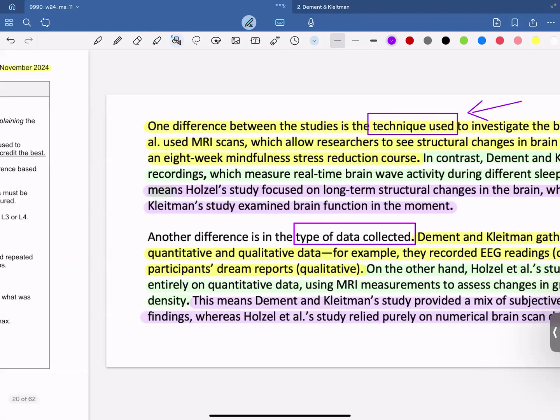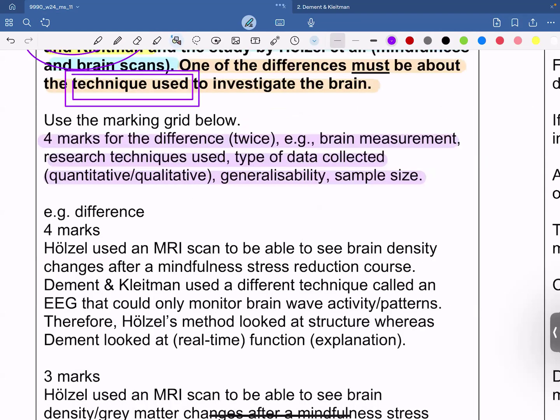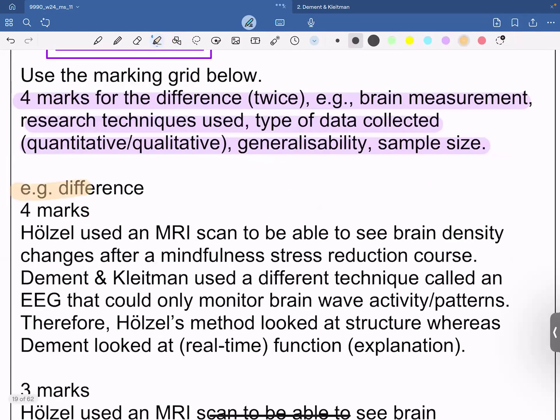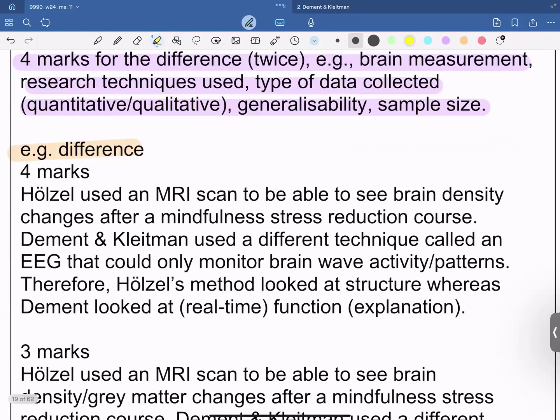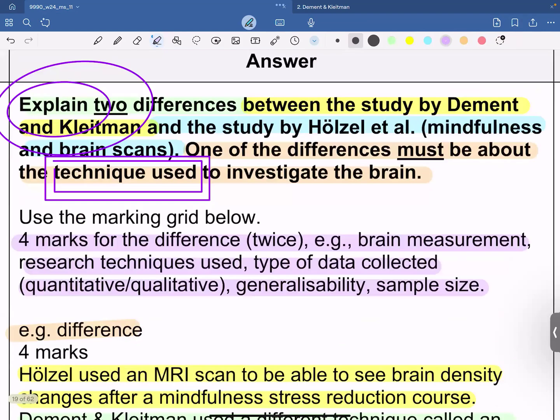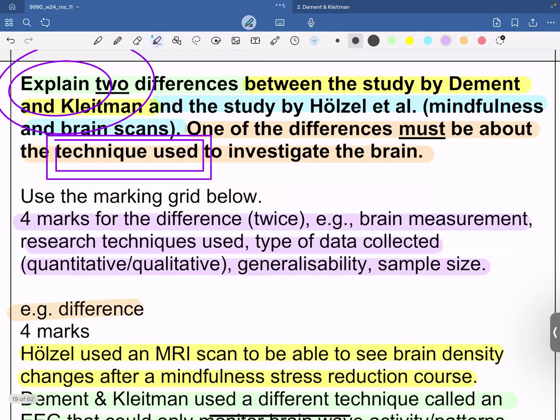Quickly getting back to what the examiner has provided us. For example, Holzel et al. used an MRI scan to be able to see brain density changes after a mindfulness stress reduction course. Dement and Kleitman used a different technique called an EEG that could only monitor brainwave activity patterns. Therefore, Holzel's method looked at structure, whereas Dement's looked at real-time function. Now, I hope this was helpful, and I hope you'll practice more 8-mark questions to ensure that you hit an 8 on 8 in your examination.